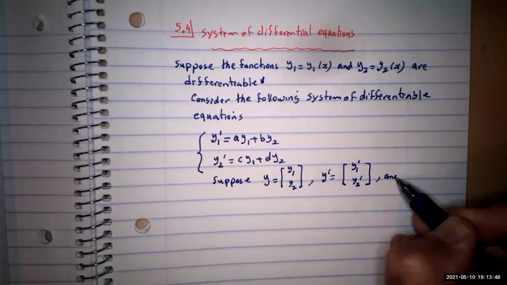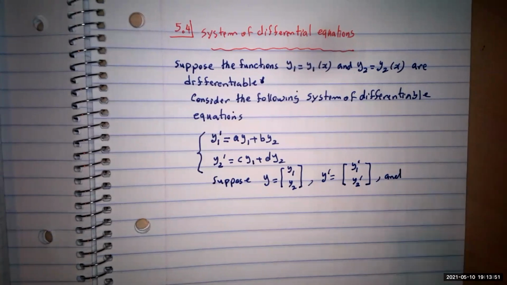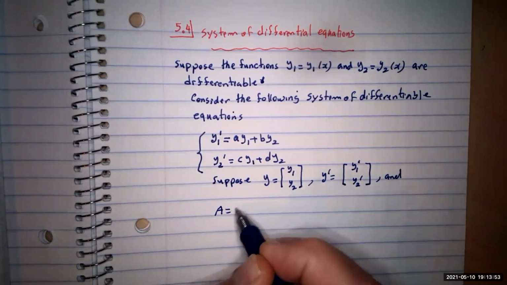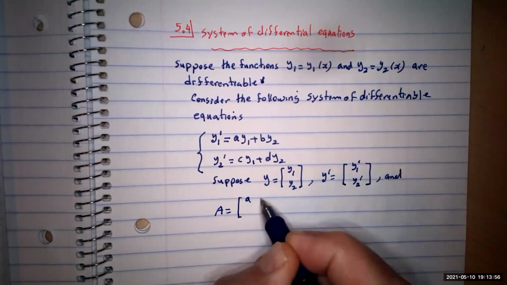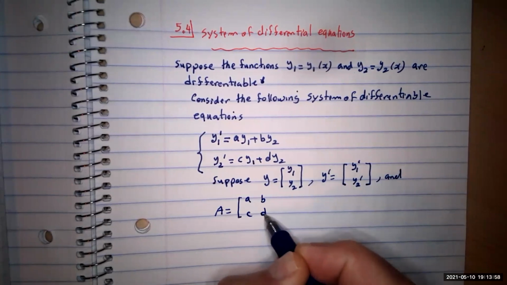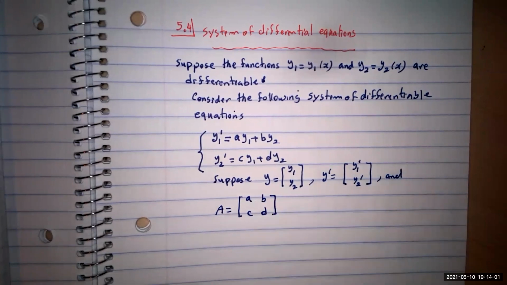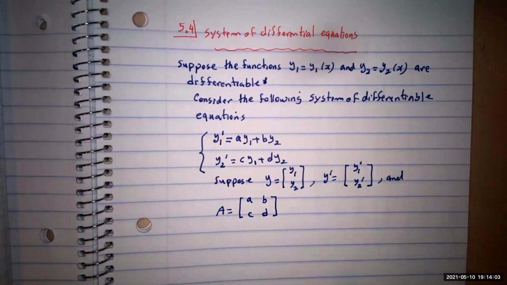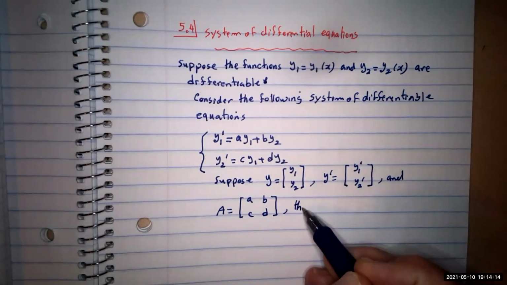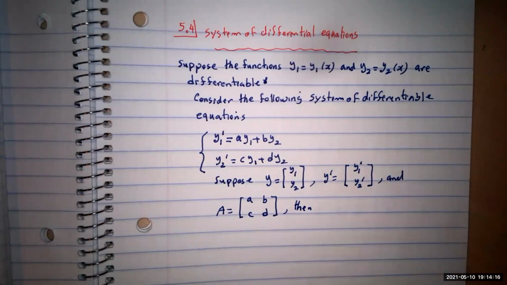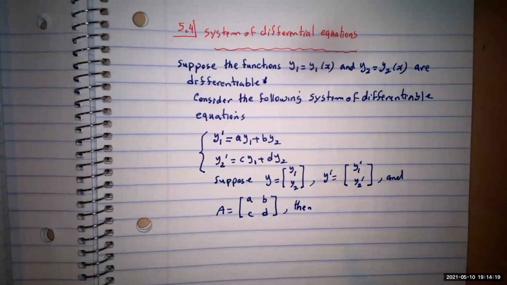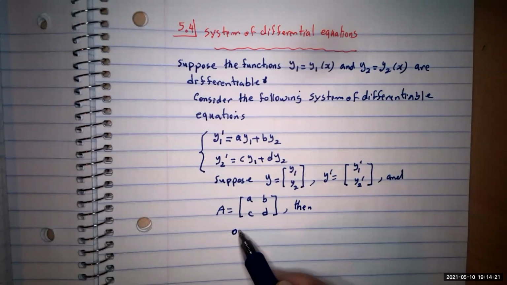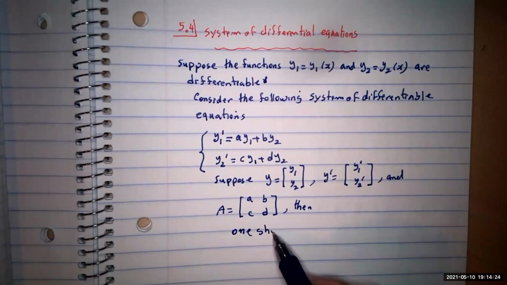We need a matrix of the coefficients, so we introduce the coefficient matrix A, with entries a, b, c, and d. The unknown is going to be y1 and y2, and that is what we have to find. If you go back and check the system, this is what will happen. Then what we have to do is solve it.